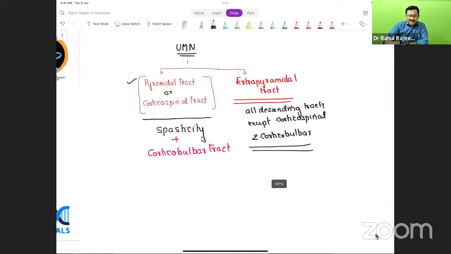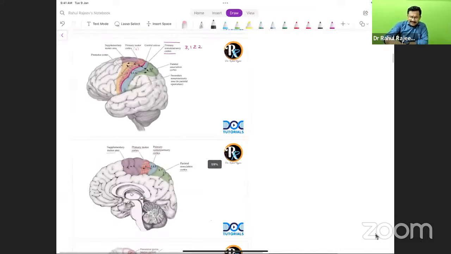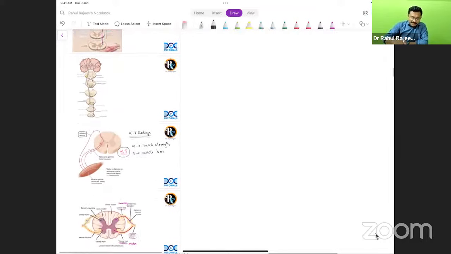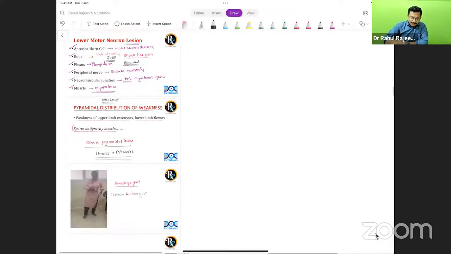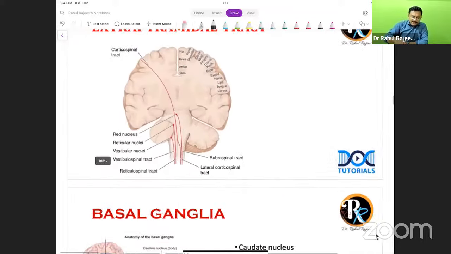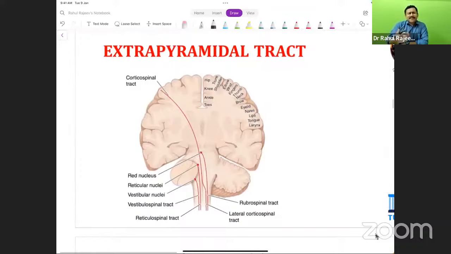Sir, I did not understand, sir. Which descending tracts are you talking about? Why are you not showing pictures, sir? I'll show you. See, this is a picture from Harrison. Harrison is a very simple textbook. Very simple. The only thing is that you have got to understand conceptually. I'll teach you. Now, Harrison is showing you this corticospinal tract. It comes down, lower part of medulla, crosses.